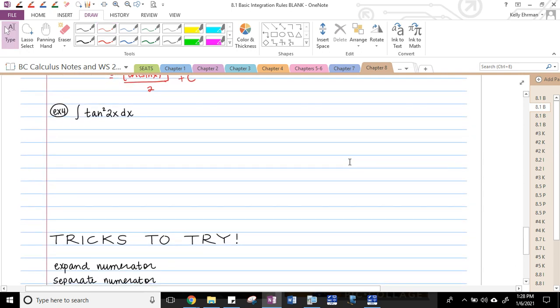Okay, what about example 4? Tangent squared of 2x dx. So we have tangent squared. That's not the derivative of anything. So maybe we need to try one of our identities. What is tangent squared equal to? Sine squared over cosine squared. Okay, but that doesn't really help me either because they're squared. So our other identity involving tangent squared could be secant squared 2x minus 1.